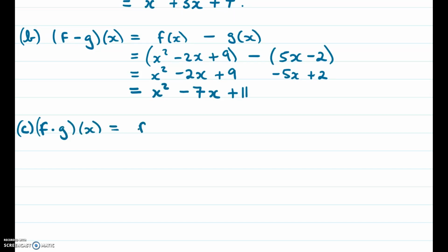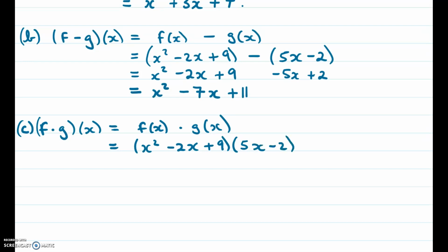So that's going to be f of x times g of x. Okay, so this time it's going to be x squared minus 2x plus 9 times 5x minus 2. We don't need the dot, we can just put the two parentheses together if it's multiplying. Okay, and if we use distribution, distribute the x squared into 5x minus 2, that's going to be 5x cubed minus 2x squared, and then distribute the minus 2x, minus 10x squared, and minus 2x by minus 2 is plus 4x, and then distribute the plus 9, so you get plus 45x minus 18.